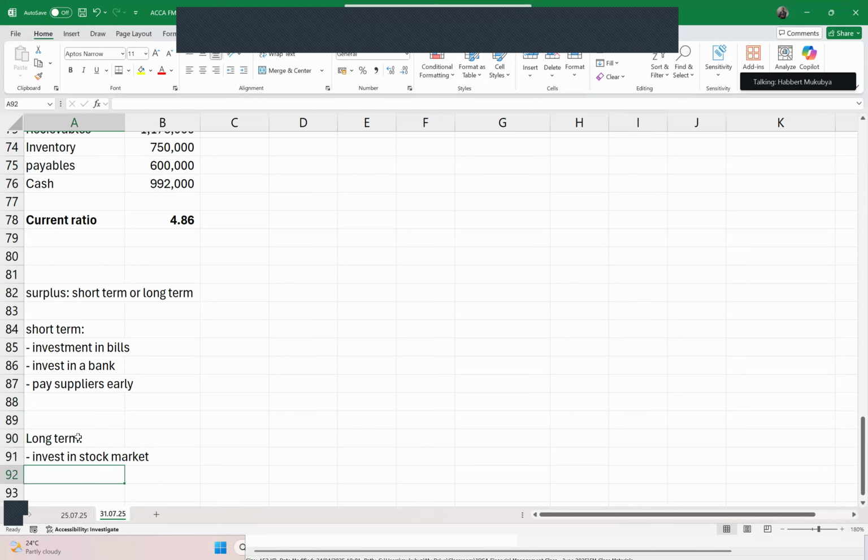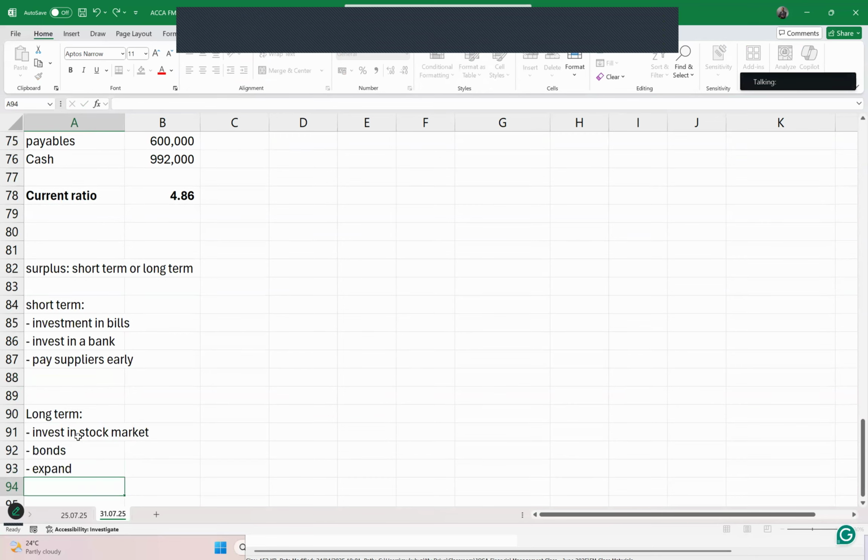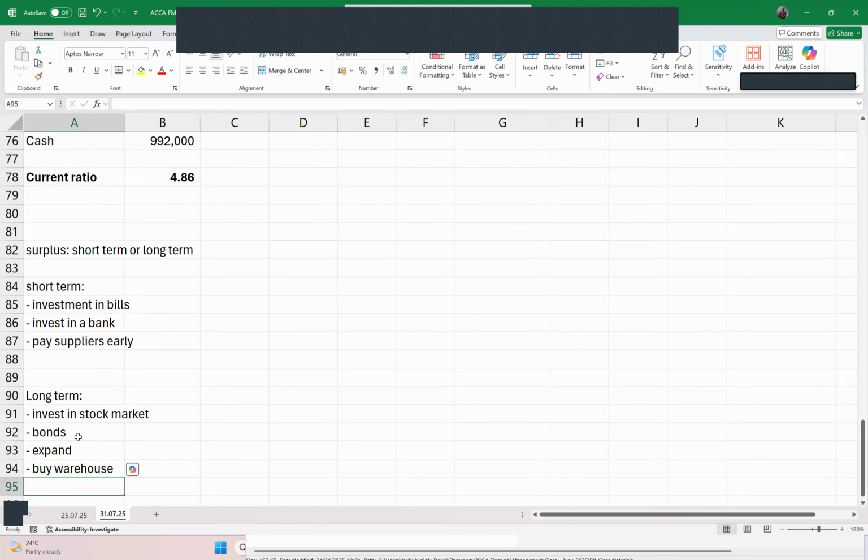Long term things, you can invest in bonds. You can expand. That could be like maybe buying a warehouse. So this is when you have money and it's a surplus and it's a long-term surplus.